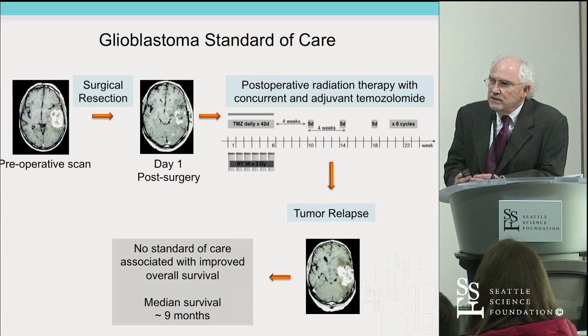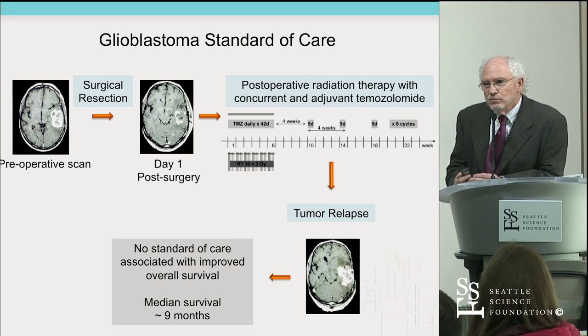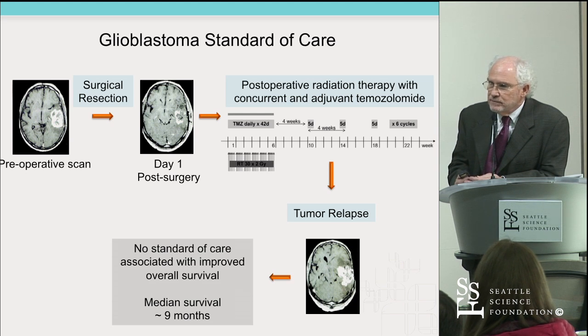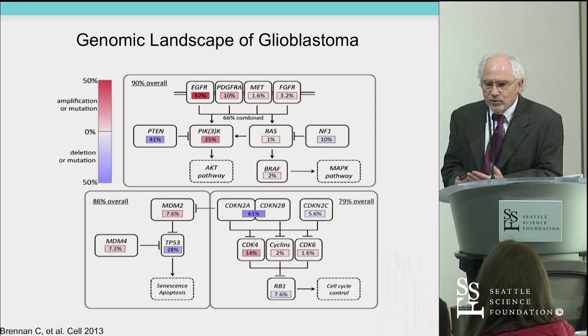In fact, once the patient has gone through their initial, quote, standard of care, there's no effective therapeutics, and almost all patients die within about a 9-month period of time from that point. That's a real big challenge, and there are many reasons for that problem, and I think many of you know that, one of which, of course, is heterogeneity.